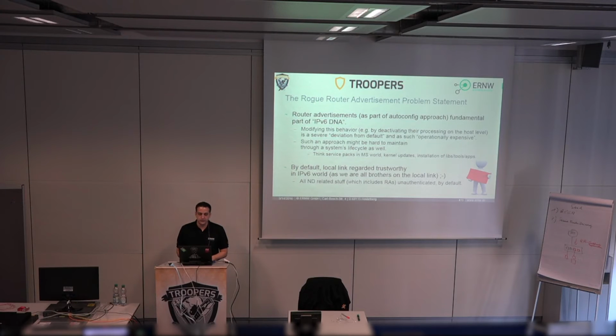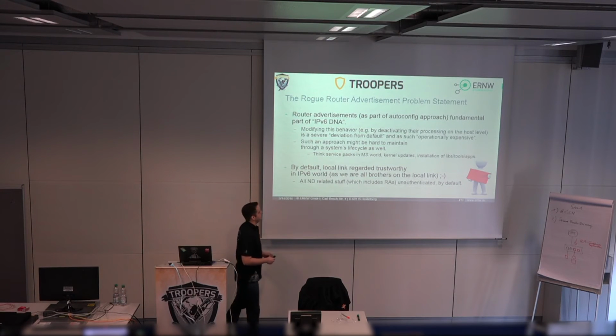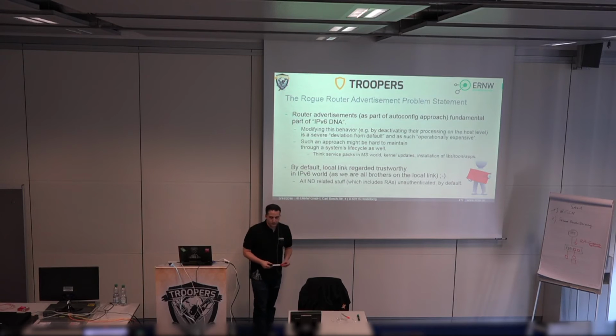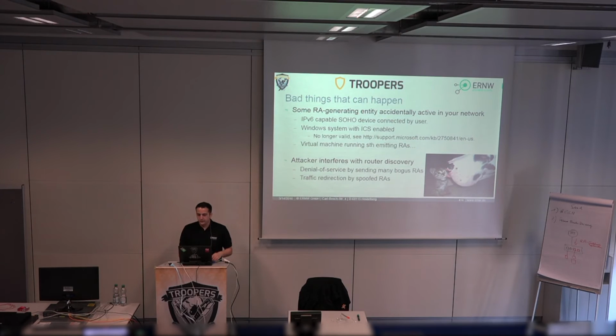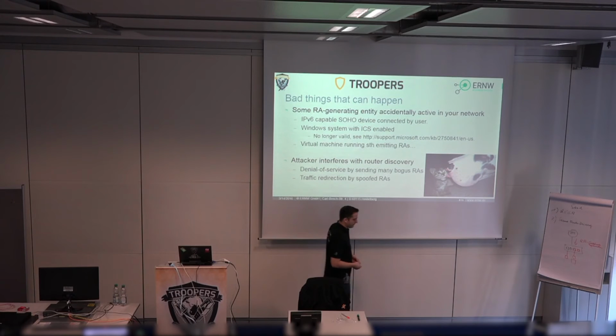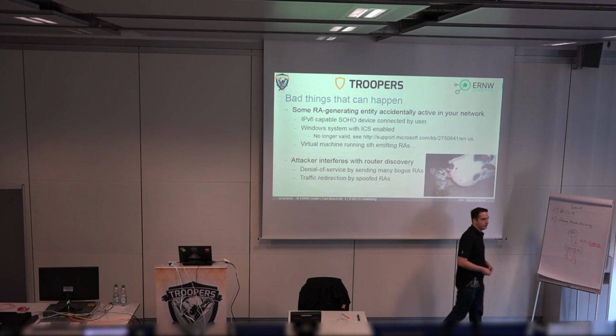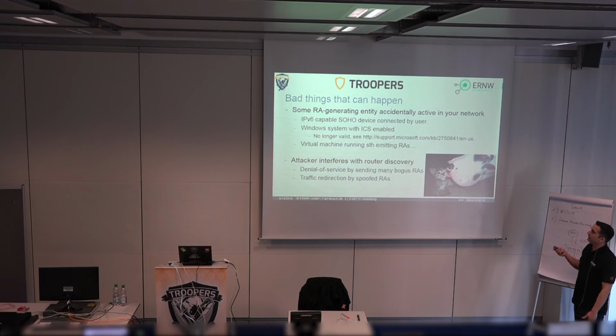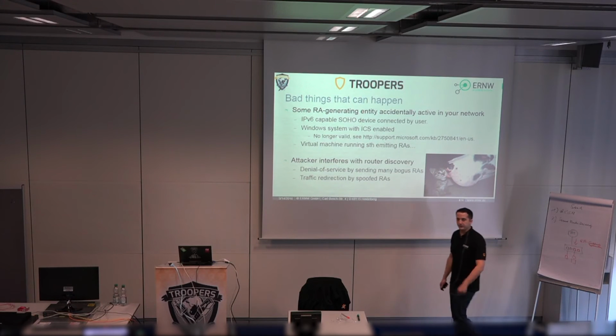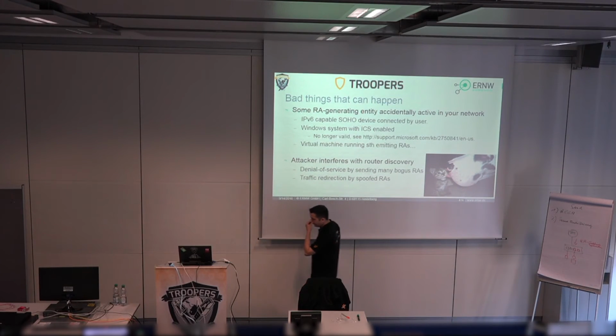So as we have already seen, we could easily launch all these attacks regarding neighbor discovery, and the same, unfortunately, applies for the router advertisement-based attacks. So what could happen? Two scenarios. Let's say, for example, one machine in your network accidentally starts sending router advertisements. Could be a virtual machine, could be a SOHO device some of your users brought into your network and just plugged into the network.